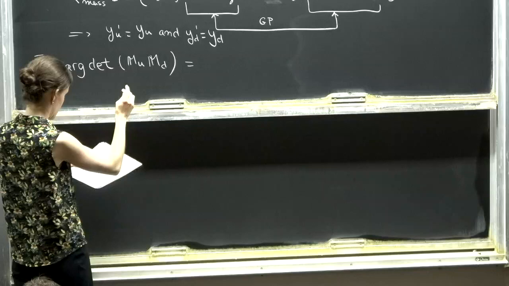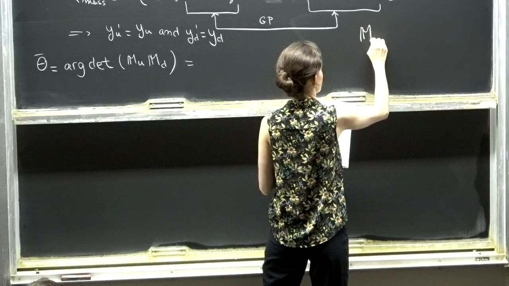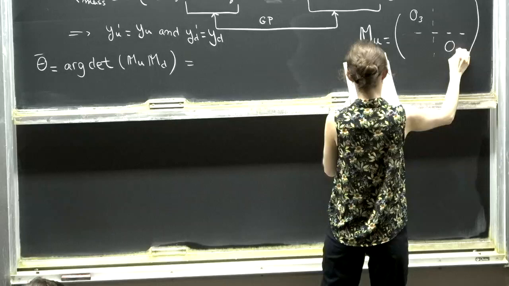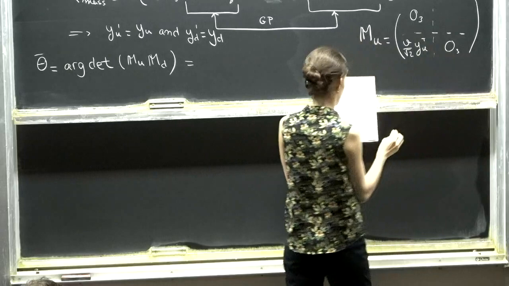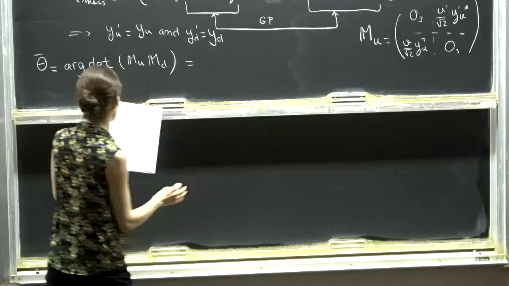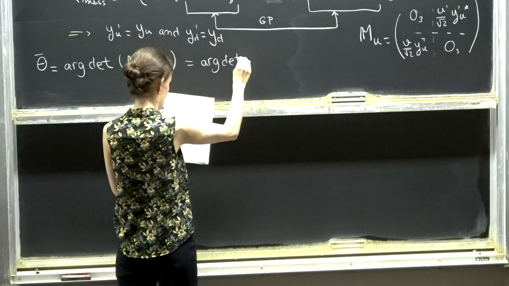Yeah, we can write and run out of space. So in particular, we could think of the mass matrix in the up quark sector as a 6x6 matrix now, rather than 3x3, where we have two blocks here that are zero, and then we can write it something like this. And I'm allowing for the VEVs in the two Higgses to be different. We'll come back to this in a minute. So you can write the mass matrix in this form, and then what you end up with here is the argument of the determinant of Y_U transpose Y'_U star.